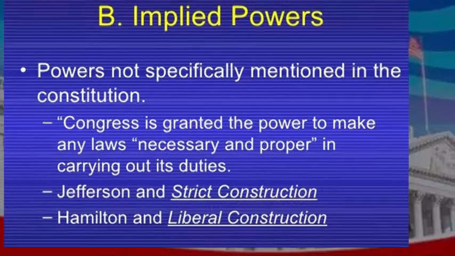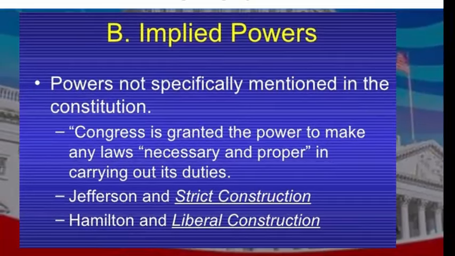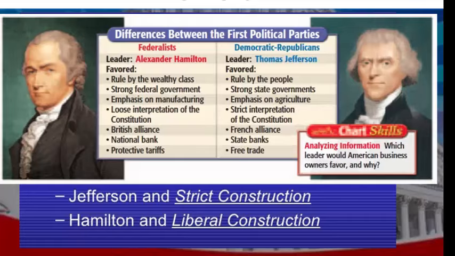And a fight broke out between these two camps, between Thomas Jefferson, who wanted the government to only do what was written in the Constitution, and Alexander Hamilton, a Federalist, who thought that they should be able to do whatever was necessary and proper to be successful.